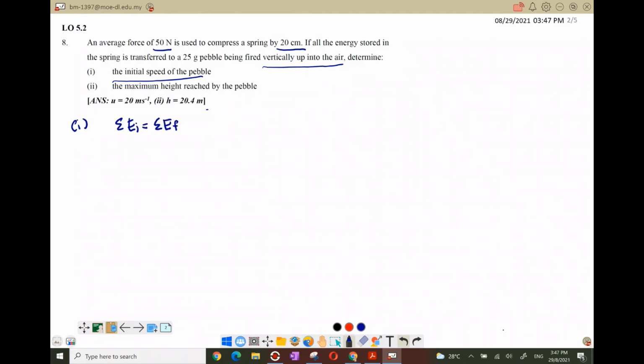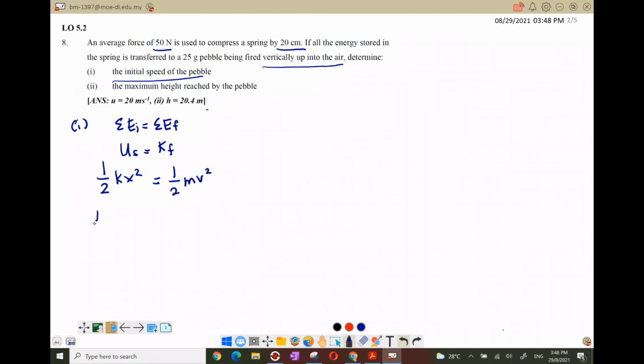So E initial is equals to U_s. Remember, the energy that exists is only due to the spring, the potential energy of the spring. And then the final energy is equals to K final, because at this time, only the pebble is moving. The formula for the potential energy of the spring is half kx square. Then the kinetic energy is half mv square.